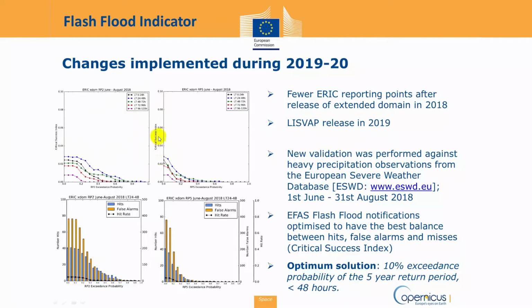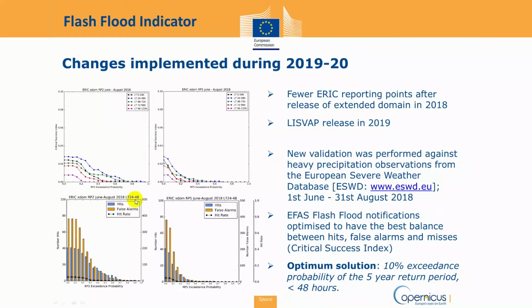So the blue line is the 24-hour to 48-hour lead time, and that is the reason the 48 hours has been chosen as the criteria. The CSI values are very low for all exceedance probabilities.